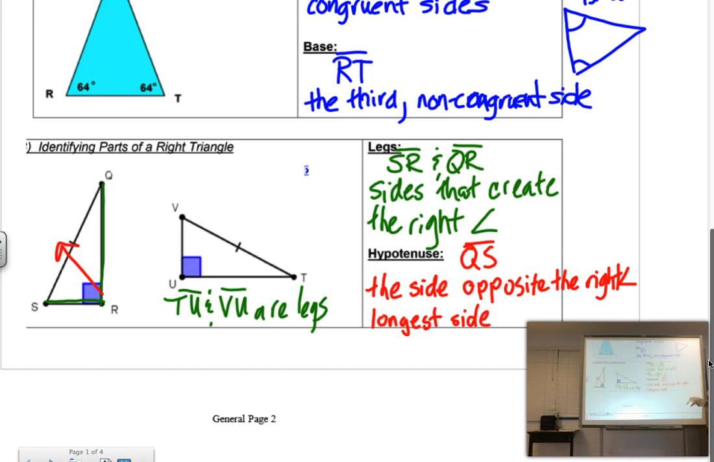So on triangle VUT, what is my hypotenuse? VT. And I have gotten into the habit, and I encourage you to do the same thing, to draw an arrow from your right angle to the side that it hits, and that's going to be your hypotenuse. Question? What does the line stand for?